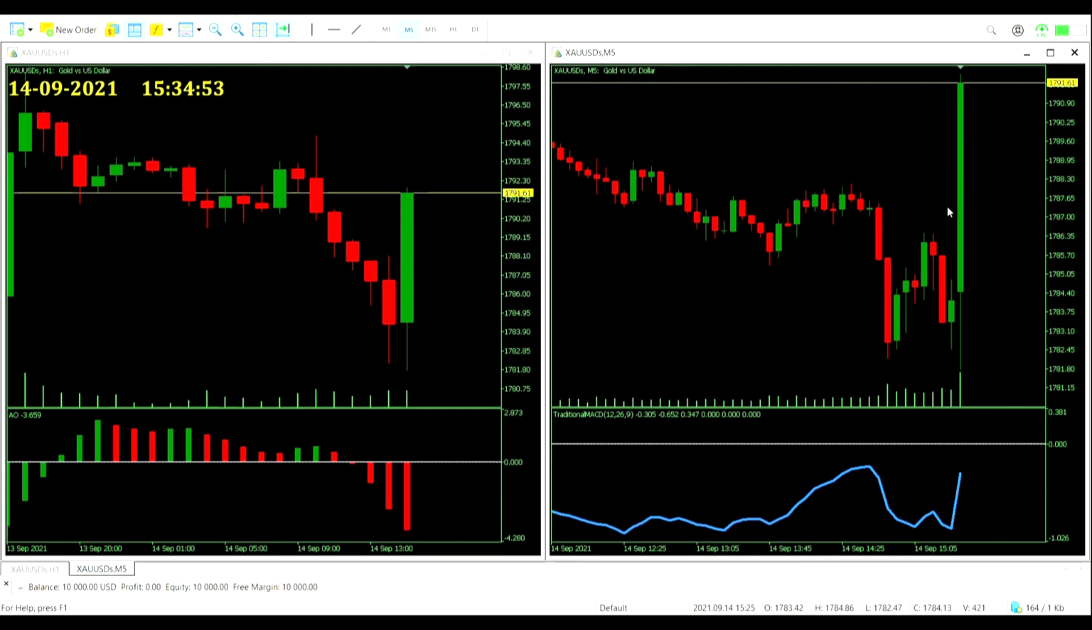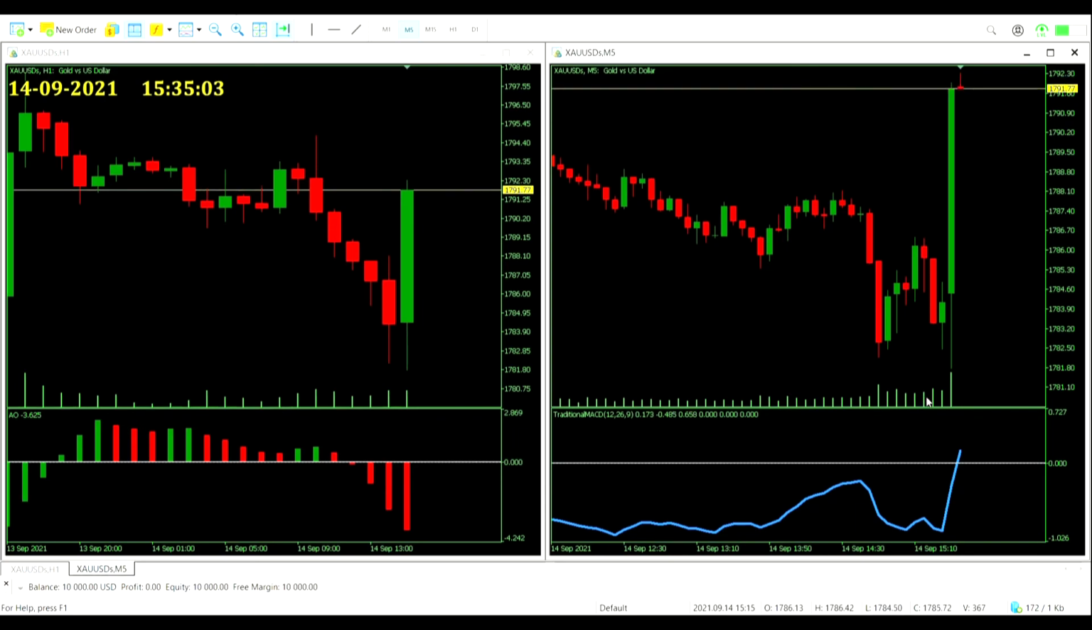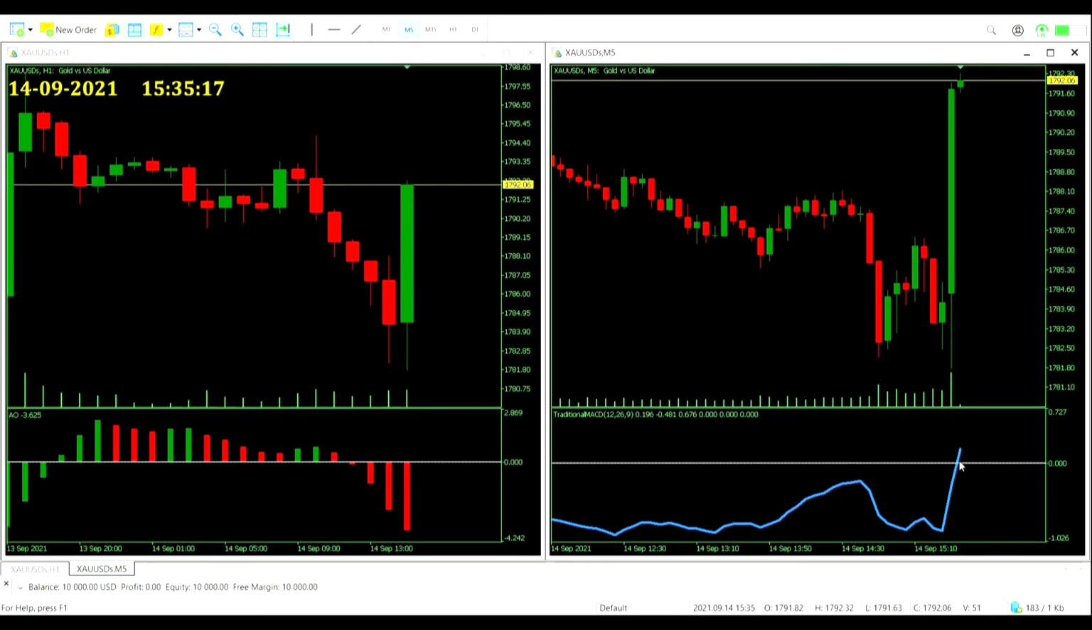Let's zoom in a bit. This volume is almost twice the level, if not at twice the level or more than that, compared to some of these previous volume candles. And just off that one candle alone, we do see, there it is, the MACD above zero.